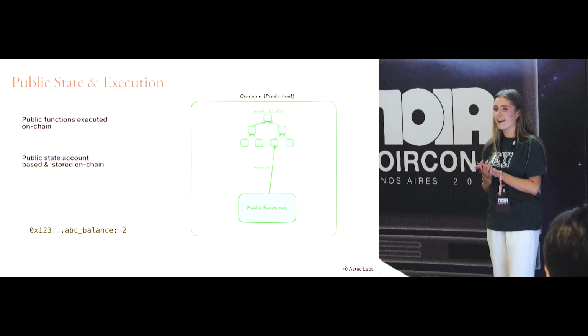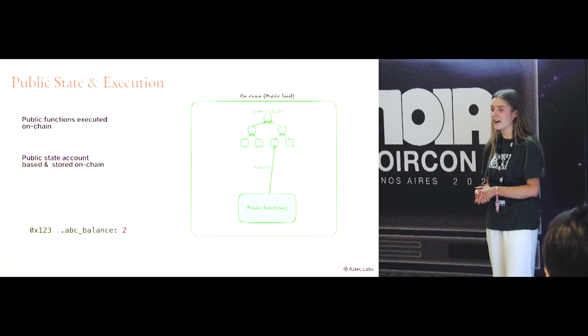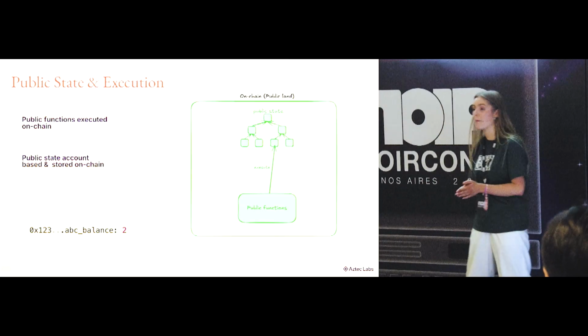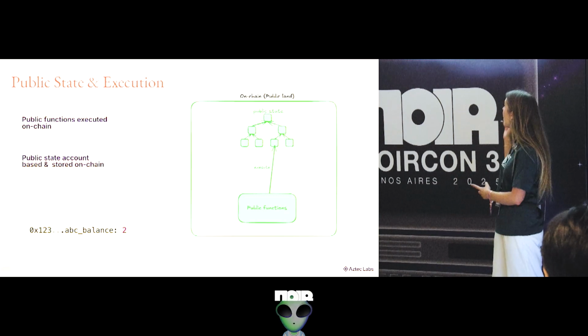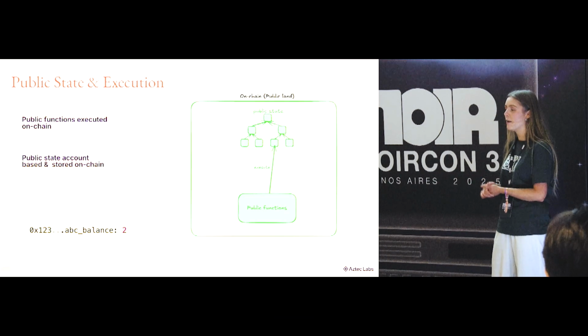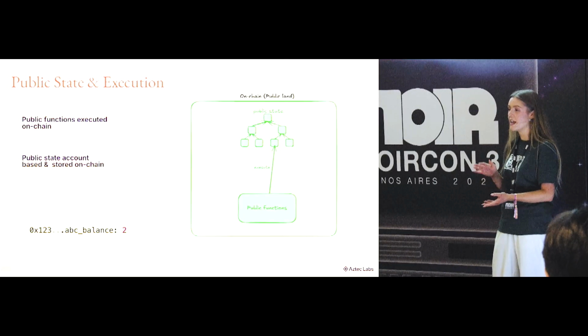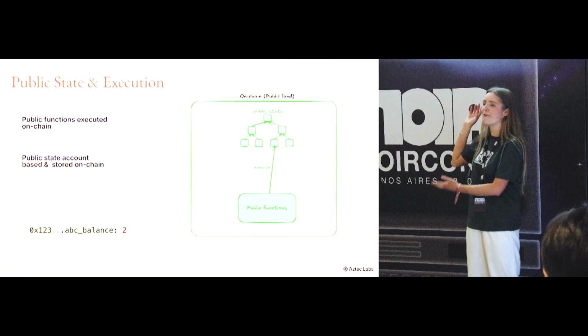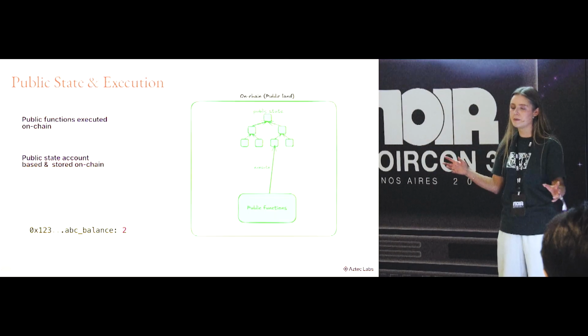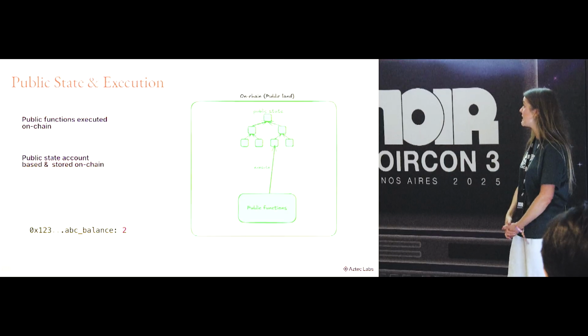Public state is a lot less complex than private state, so we're going to go through that first. It works pretty much exactly the same as it does on Ethereum. So it's account-based. All public functions are executed on-chain, and all public state is stored on-chain in a public state Merkle tree. Well, it's a Merkle tree rather than a Merkle Patricia tree, so there are some small differences, but from the developer perspective, you can consider it to be exactly the same.